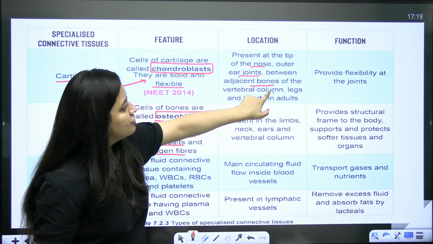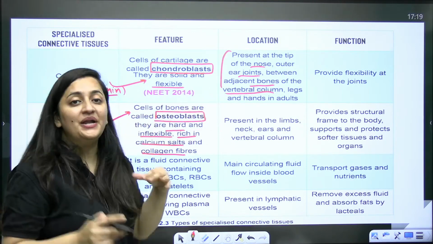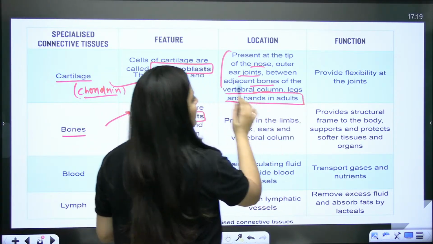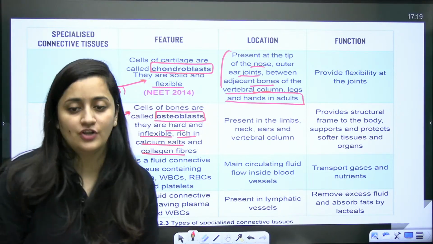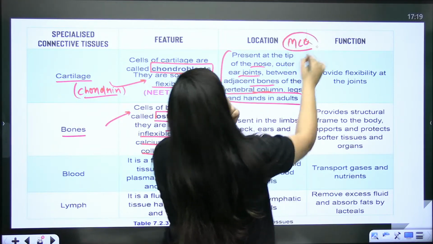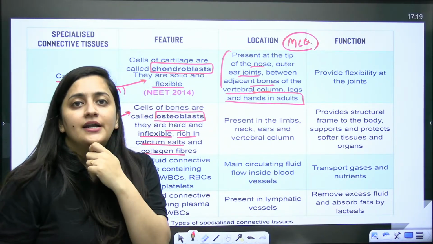Between adjacent bones of the vertebral column, you will find intervertebral discs that are also cartilages. Legs and hands in adults also have cartilages. So the position matters. Yes, a question can come from this part. Like, the tip of the nose is made up of which cartilage?